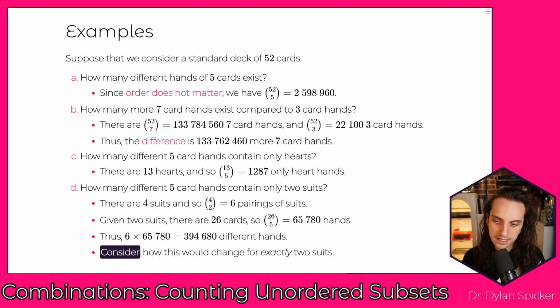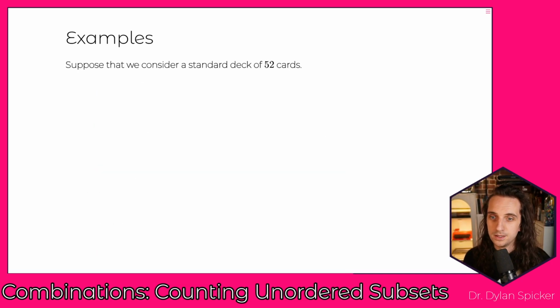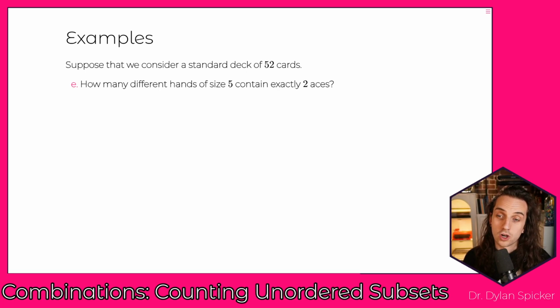Okay. Now, consider what would have been different here if we had wanted exactly 2 suits. I'll leave this as an exercise for you to think about, right? But in this answer here that we're giving, you might end up with a hand that contains only 1 suit. And so how might you go about eliminating all of the hands that contain only 1 suit in this way? Okay. Moving on here, how many different hands of size 5 contain exactly 2 aces?